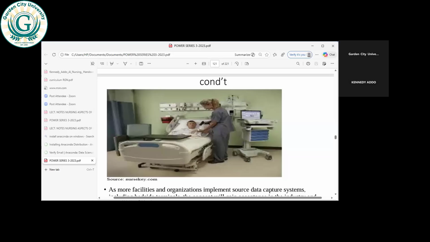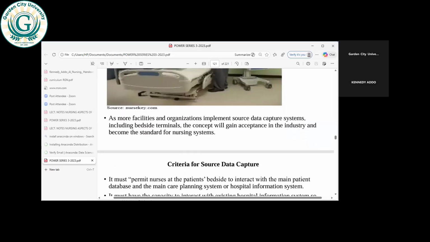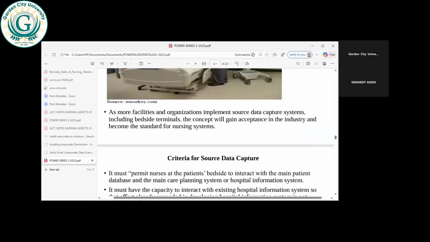As more facilities and organizations implement source data capture systems, including bedside terminals, the concept will gain prominence or acceptance. So we are supposed to be canvassing for some of these things in our various wards to shape things up in order to ensure efficient delivery of what? Care. So we can be trumpeting or championing some of these things to improve our various wards.